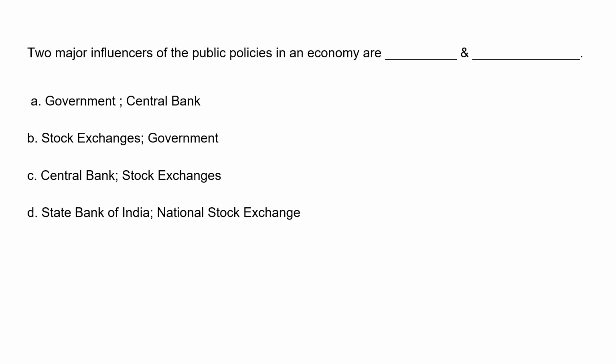Okay. Next, let's go to the question. Two major influencers of public policies in the economy are: what are the two major influencers? Options are A, government and central bank, B, stock exchanges and government, C, central bank and stock exchanges, D, State Bank of India and National Stock Exchange. So what have we studied? The correct answer is government and central bank. Government decides the fiscal policies and the central bank decides the monetary policies.